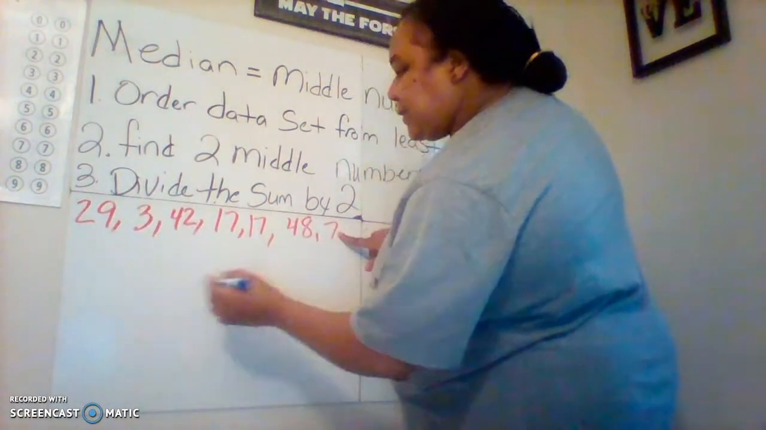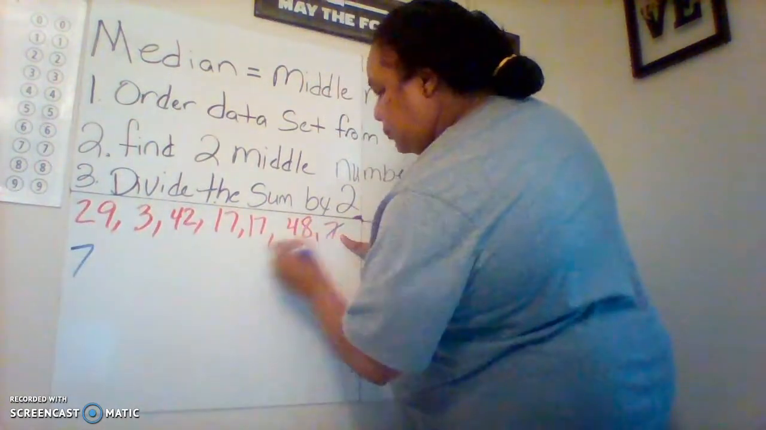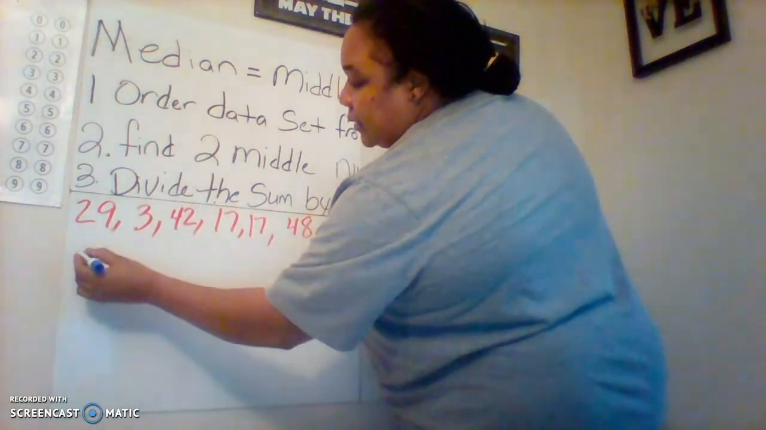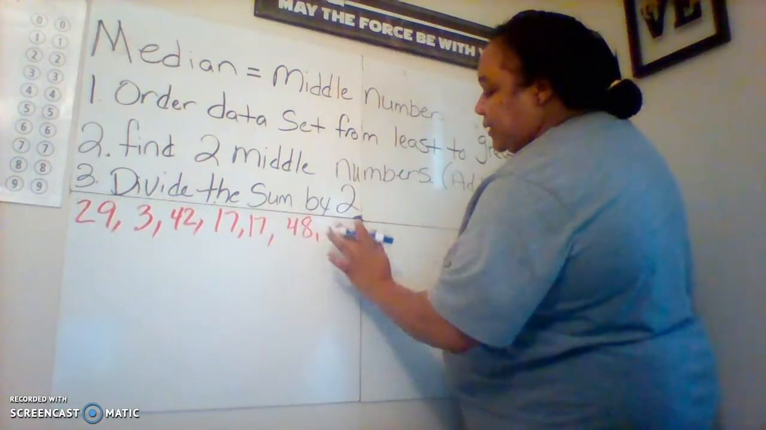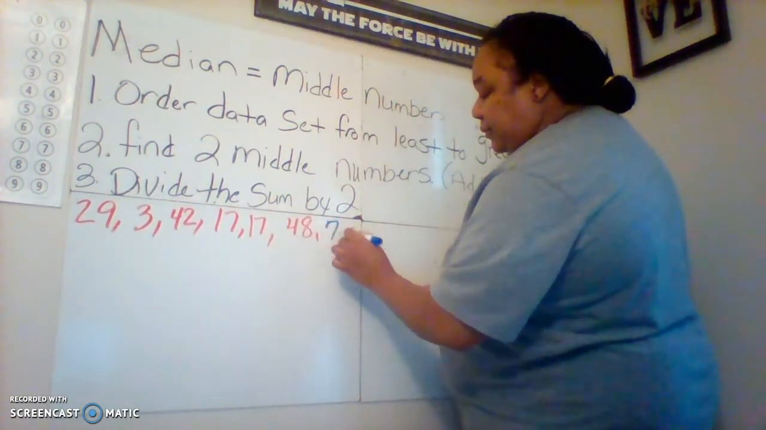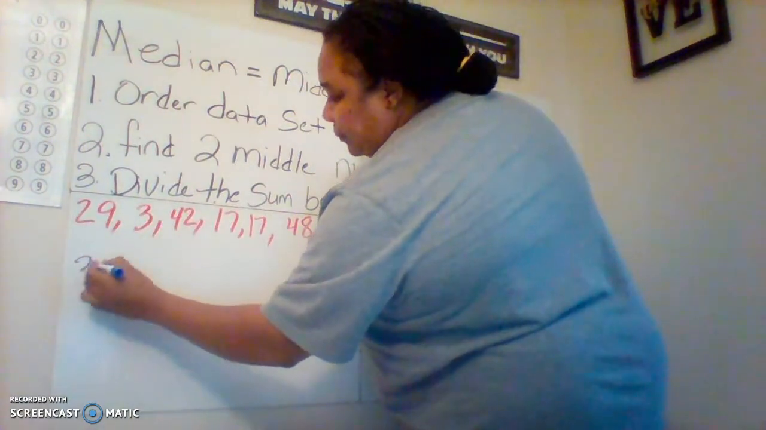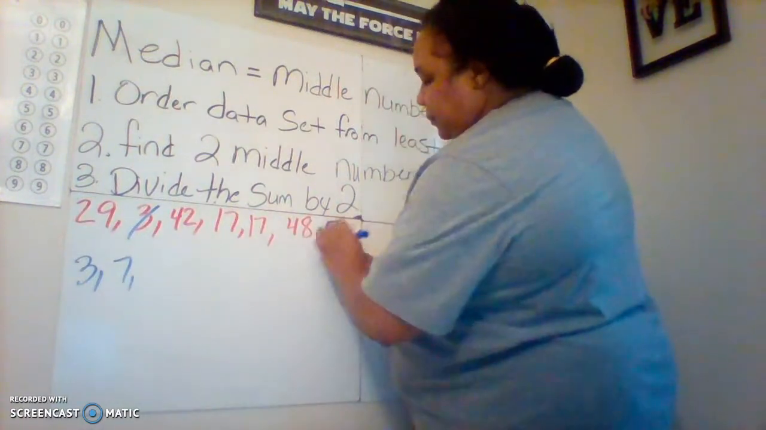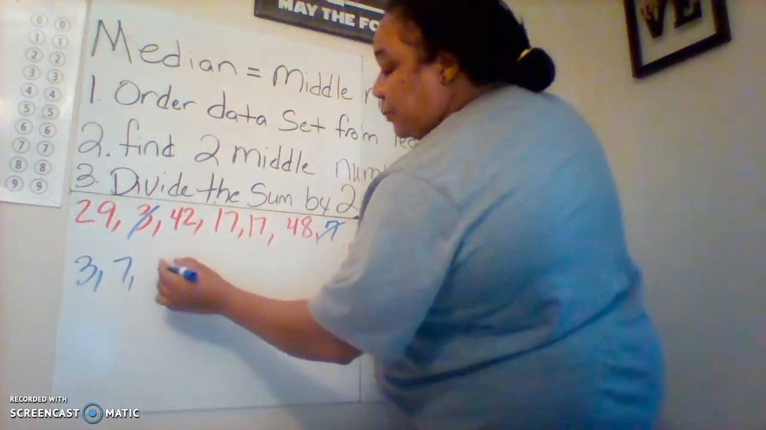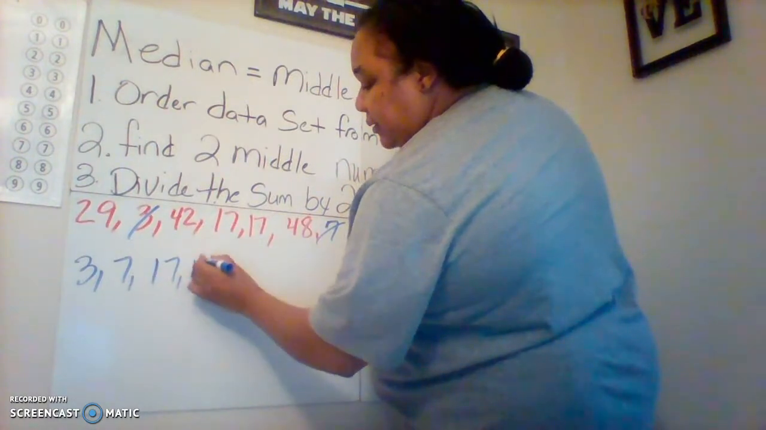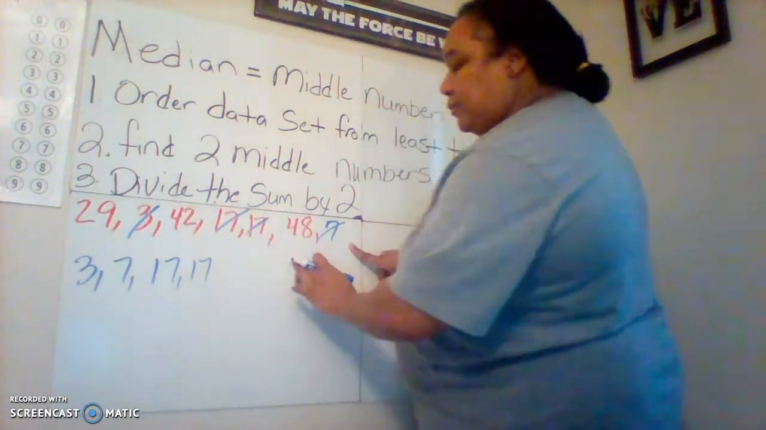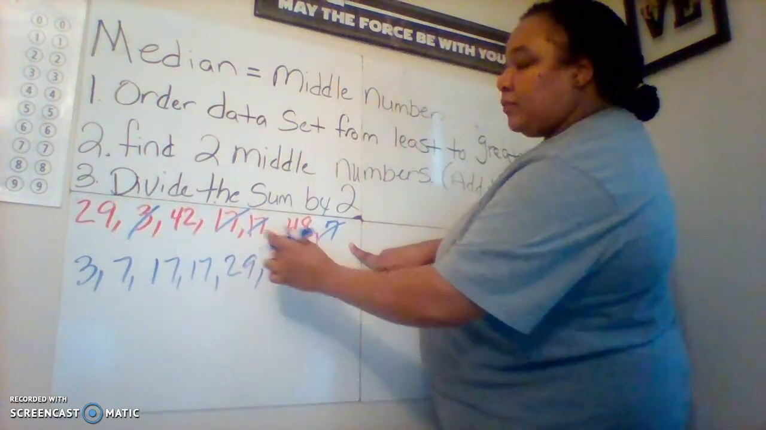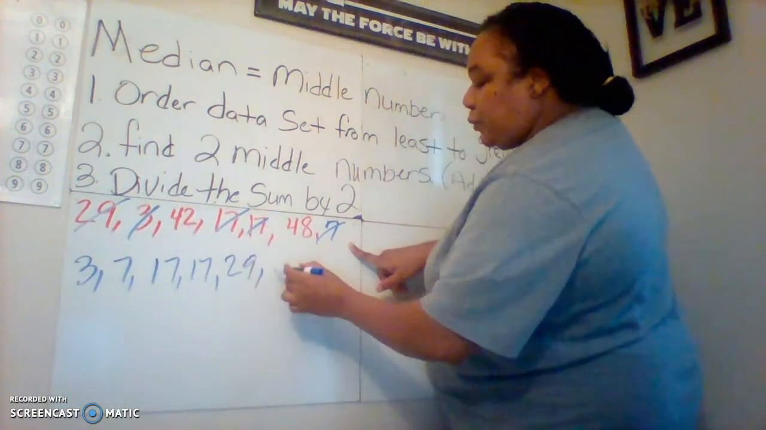I have a 7. My next, no I don't. I have a 3. See, I even make mistakes sometimes. I look at the 7 and then I didn't see all those other numbers right here. Okay, I have my 3, my 7. Okay, I have two 17s, but I have to write both of them down. 17, 17, 29, 42, and 48.